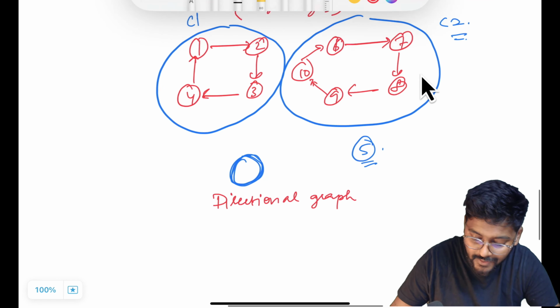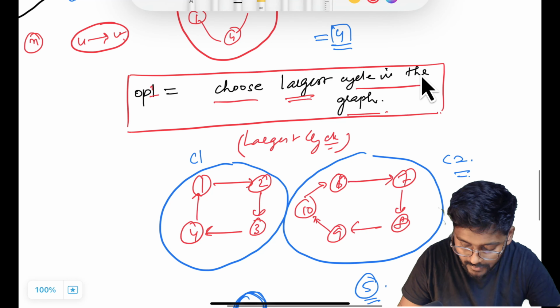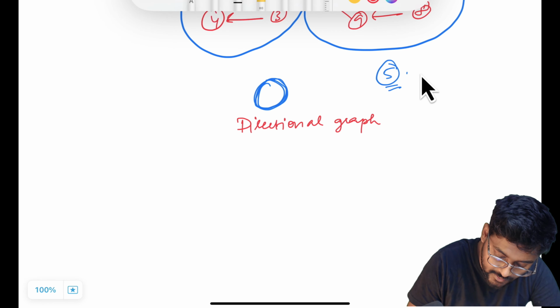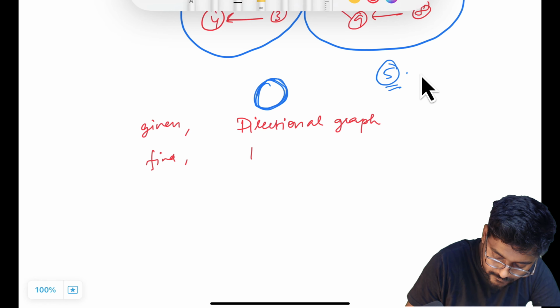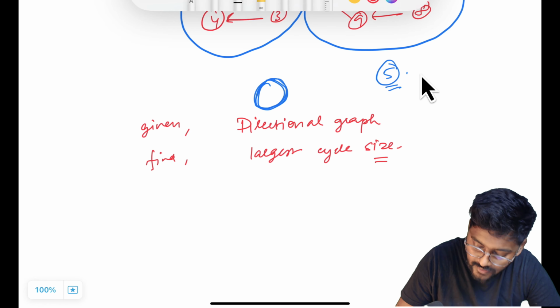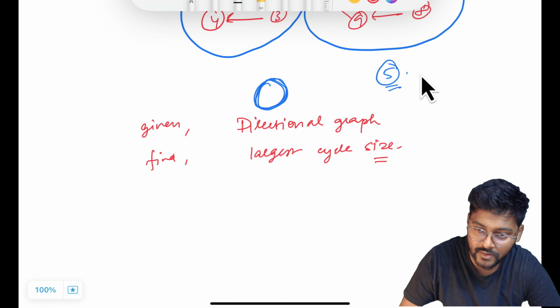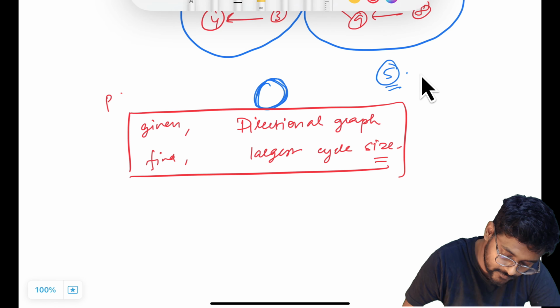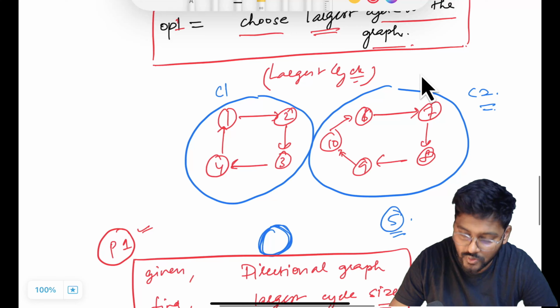So if we try to break down this problem into the subproblem, one problem we are encountering is that we are given a directional graph and we have to find the largest cycle. And even if we are finding the size of that cycle, we are good to go. So this is our problem 1 that we have to solve as a mandatory step to solve this problem.